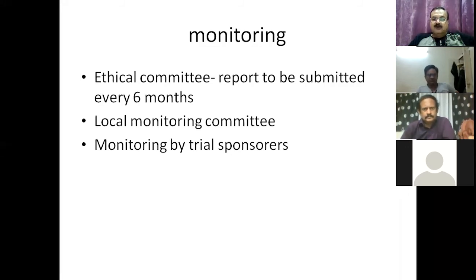for placing before the DGHS committee. And from there it goes to the health secretary committee, and if they decide that the severe adverse event or a death has occurred because of this, the compensation will be awarded.